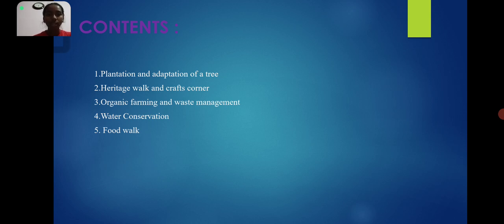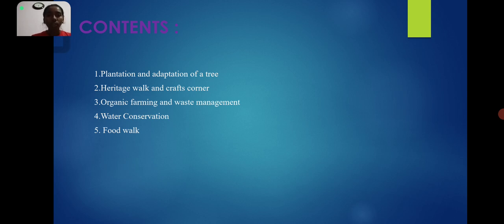The first one is plantation and adaptation of a tree. The second one, heritage walk and crafts corner. Third, organic farming and waste management. Fourth one, water conservation. And the last one is food walk.